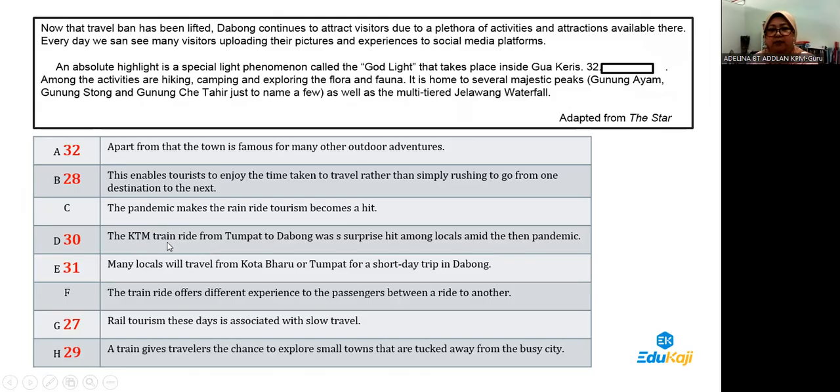The railway tourism product dubbed train to Dabong from Wakaf Baru to Pat to Dabong Kuala Krai is over 140 kilometers and takes about 3 hours. Before, it was not a regular option for local residents to spend their holidays and free time. When you talk about railway tourism, you're only talking about one company that is doing it, which is the KTM train ride. All this while, the KTM train ride was never a choice for traveling. Alright, number 31.